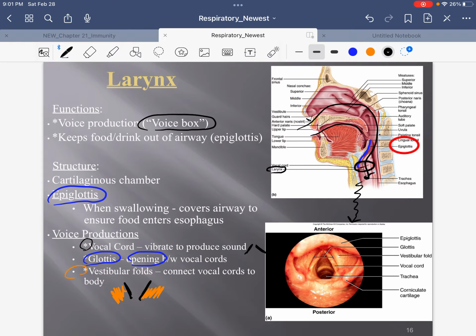Right, so here we can see it again. This is my best view. The opening is the glottis. The specific flaps right against the opening are the vocal cords that vibrate. Connecting the vocal cords into place are this little fan-shaped tissue named the vestibular folds.